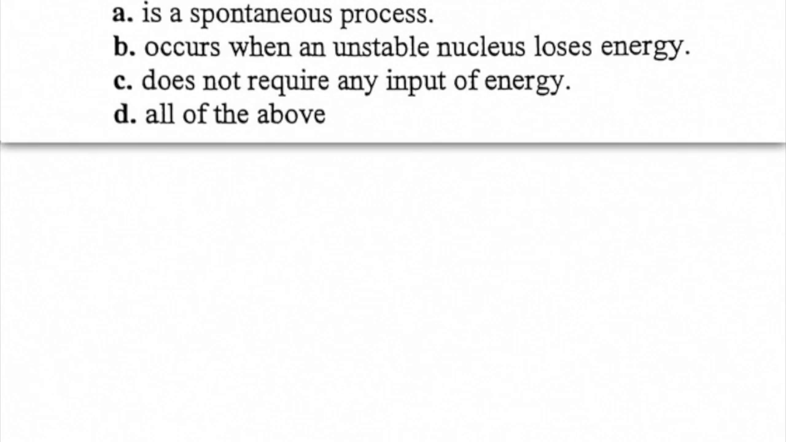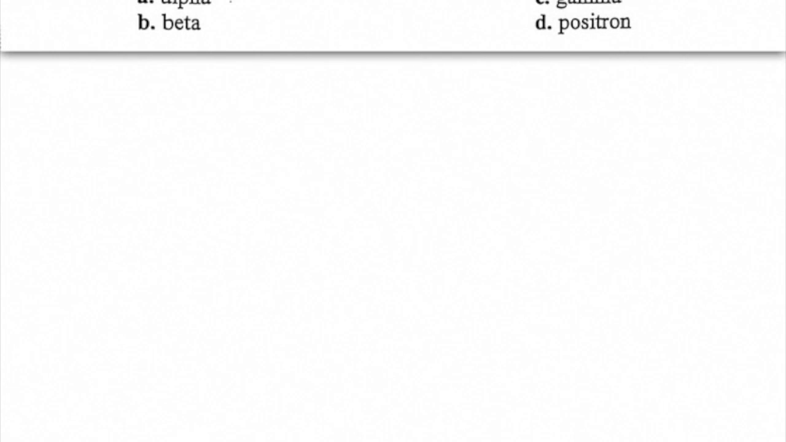Radioactive decay is spontaneous, occurs when unstable nuclei lose energy, and does not require any input of energy. These are actually all true, so D would be the choice here because all 3 of those statements are true about radioactive decay. Which of the following has no mass and no charge? The only one here that meets both of those is gamma radiation. Alpha is positive charge, beta is negative charge, positron is positive charge, and alpha particles also have mass.